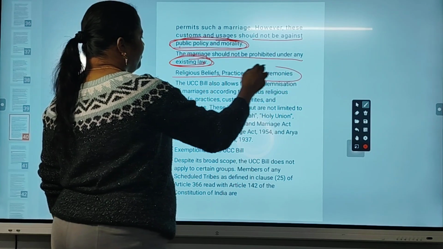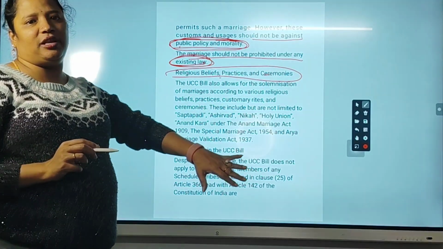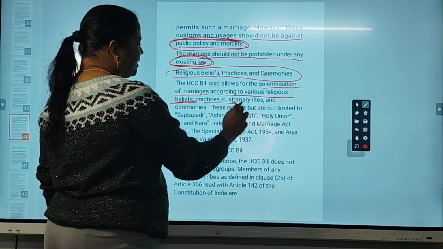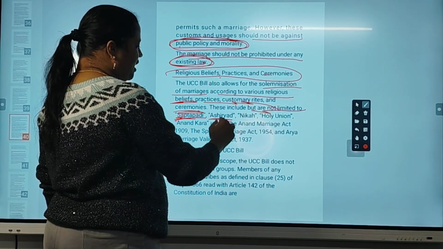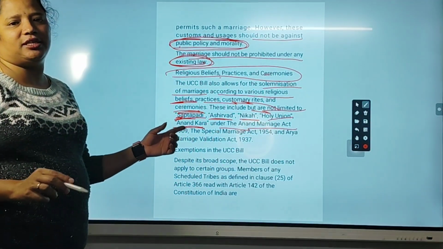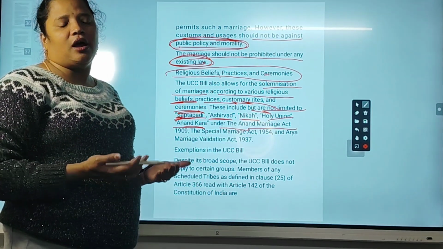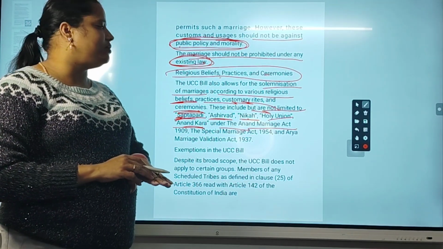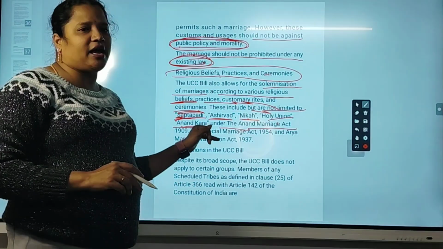Religious beliefs, practices and ceremonies. What are the amendments the bill has been recommending? The UCC bill allows for solemnization of marriages according to various religious beliefs, practices, customary rites and ceremonies. These include but are not limited to Saptapadi, Ashirwad, Nikah, Holy Union, Anand Karaj under the Anand Marriage Act. Saptapadi means 7 rounds the girl and boy make in the marriage. Ashirwad means they take the blessings of parents and the pandit in the marriage. Nikah means a marriage in Muslims, and Holy Union means Christian marriage, and Anand Karaj is one type of marriage for Sikhs.